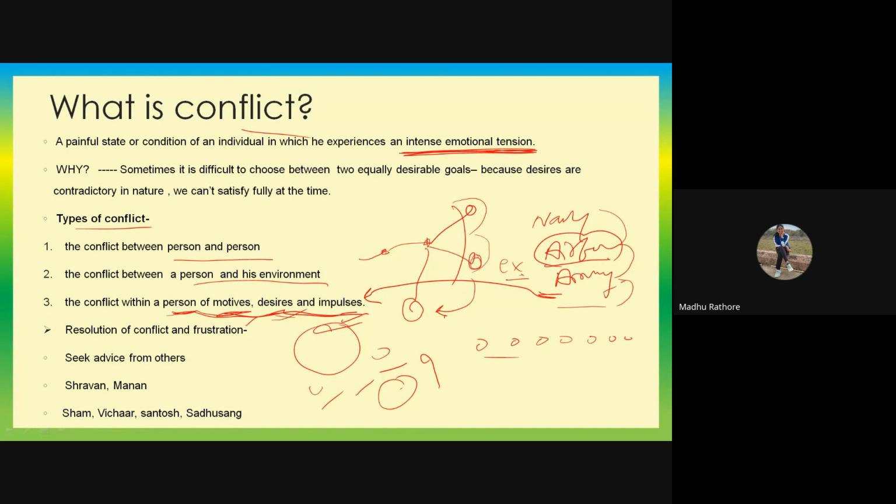And businessmen also face the same problem: should I put this money into this business or not? Next is conflict between a person and his environment. Anything coming from the environment which disturbs them, or which they desire so much from the environment, puts them in conflict.